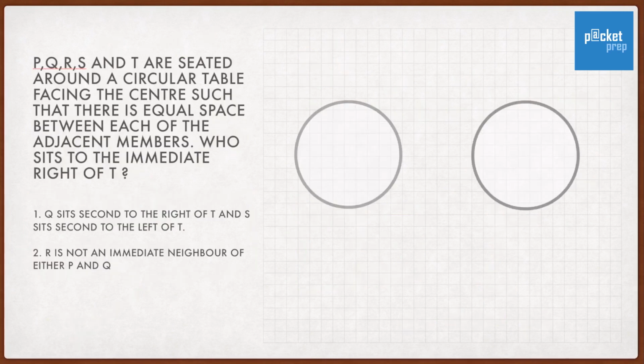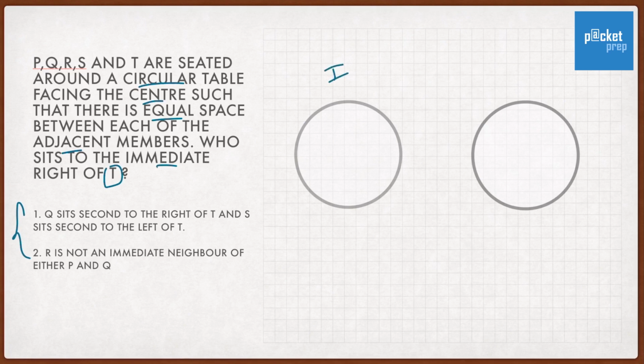P, Q, R, S and T are seated around a circular table facing the center, such that there is equal space between each of the adjacent members. Who sits to the immediate right of T? This is the question. We need to find out who sits to the immediate right of T. And these are the two statements. Based on this information, we'll find out the answer.